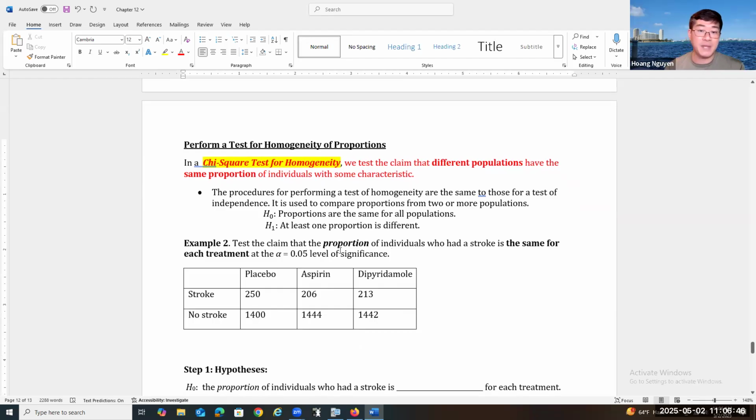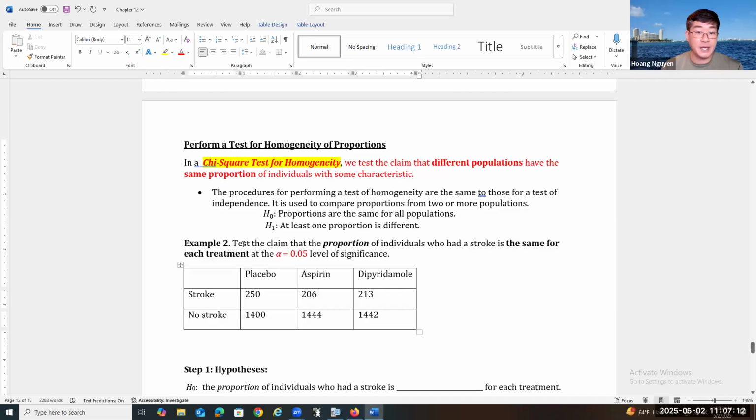So now the tester claims that the proportion of individuals who have stroke is the same for each treatment. So we have 3 different treatments right here, and you want to test if those 3 treatments have the same proportion of the number of people who have stroke after they take those treatments. Okay. And then we're going to test at alpha equal to 5%.